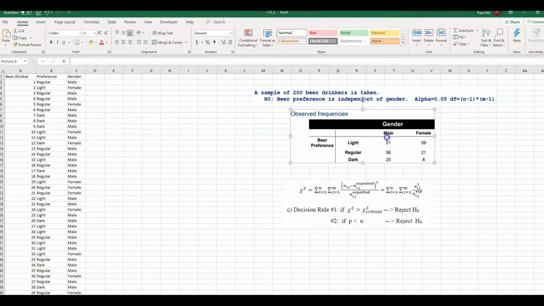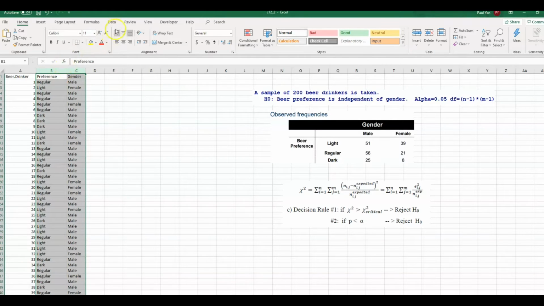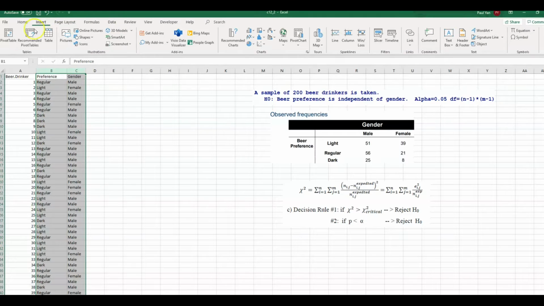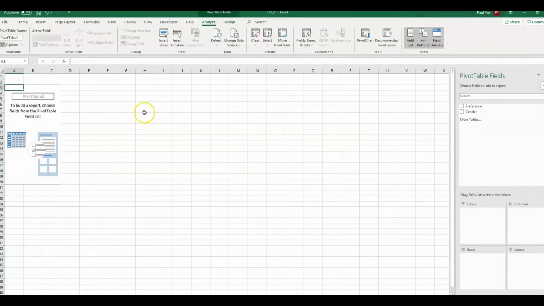According to the textbook, we are going to generate this kind of 3 by 2 table. There are 3 rows and 2 columns. A better way to do it is using a so-called pivot table. Let's highlight those columns and click Insert. On the top left is Pivot Table. Click Pivot Table, and we can go to a new worksheet. This is a blank one.